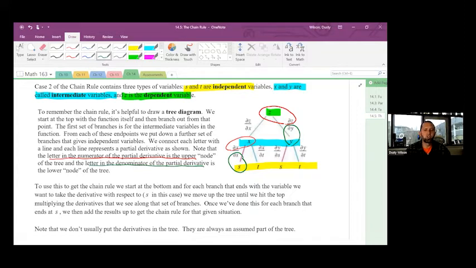To use this to get the chain rule, we start at the bottom, and for each branch that ends with the variable we want to take the derivative with respect to, s in this case, we move up the tree until we hit the top, multiplying the derivatives that we see along the set of branches. Once we've done this for each branch that ends at s, we then add the results up to get the chain rule for that given situation. Note that we don't usually put the derivatives in the tree. They're always an assumed part of the tree.